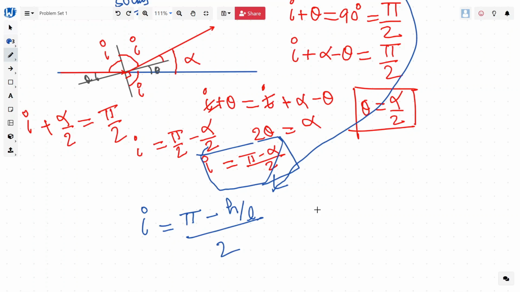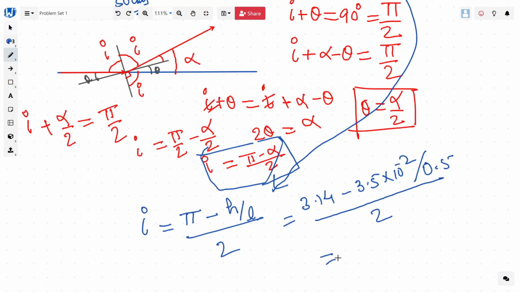So we simply plug in the numbers. Pi is 3.14 minus h by L, which will be 3.5 into 10 to the power minus 2, because it is in centimeters, divided by L. So again in meters it's going to be 0.5, 50 centimeter, and here by 2 we'll have our number as 1.53 radian. And this is the answer.